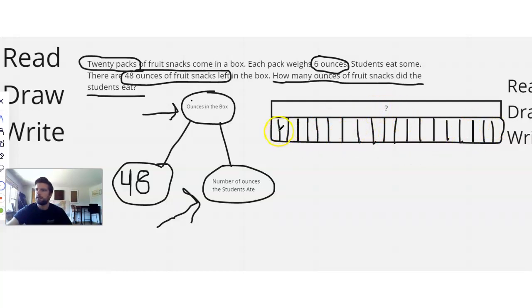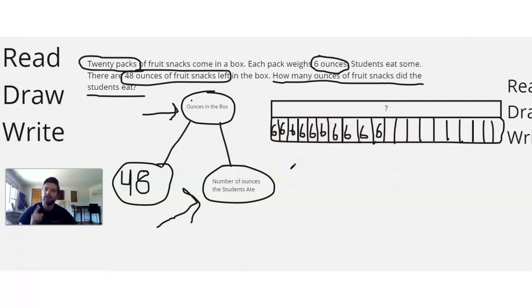and each box is going to weigh 6 ounces. So each box is going to have a 6 inside it. Okay? Now, if you don't want to write all of those 6s out, I understand. That's a lot of 6s, but still, it's going to help us visualize how to think about this problem. So this total number is going to be 6 plus 6 plus 6 plus 6 plus 6 plus 6 plus 6 plus 6, 20 times.